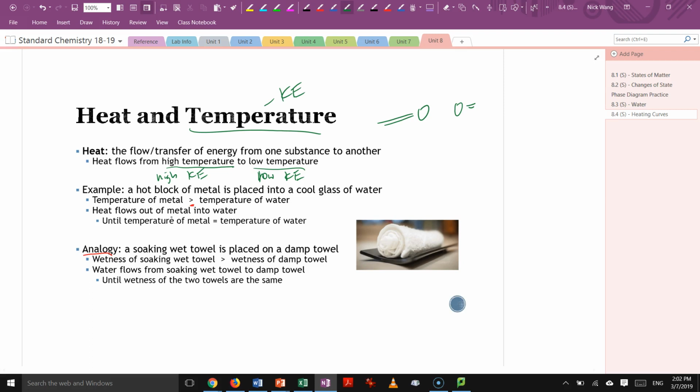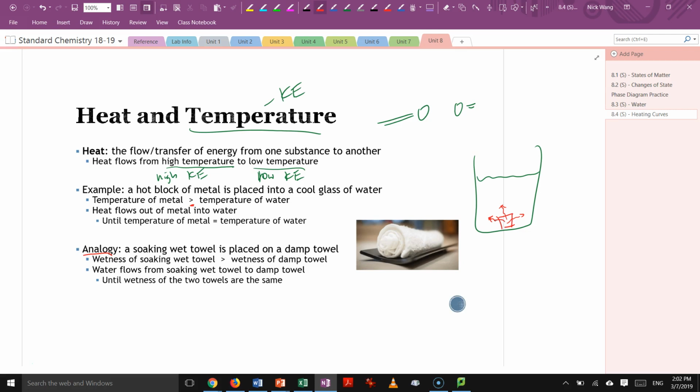So, for example, when a hot block of metal is placed into a cool glass of water, we'll have ourselves a little diagram here. We've got a glass of water, and we have a hot piece of metal, which we represent with red. What happens is that energy is going to flow out of the piece of metal into the water, because the temperature of the metal is hotter than that of the water. Eventually, though, this heat doesn't transfer forever. It stops when the temperature of the metal and the temperature of the water are equal.